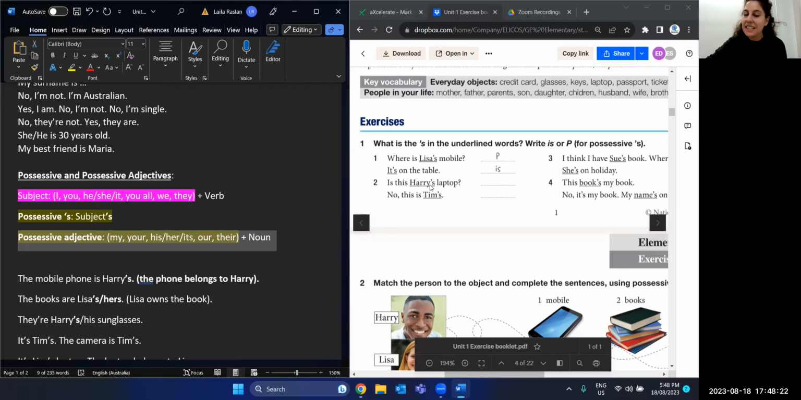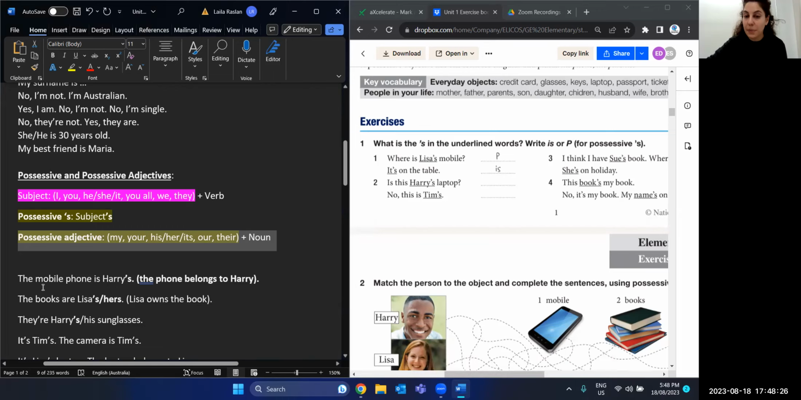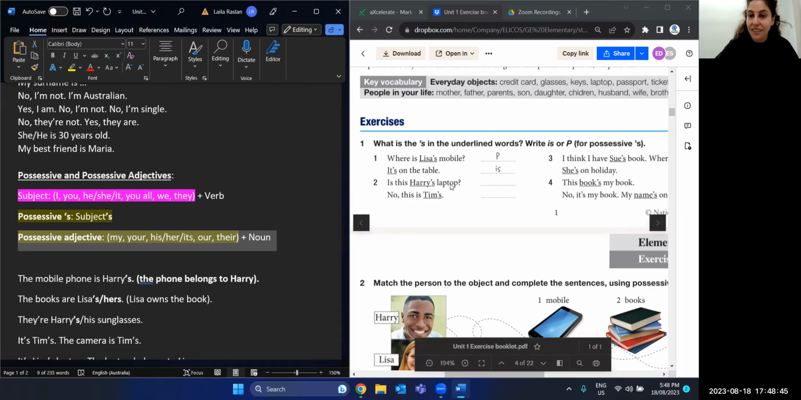So is this Harry's laptop? Yeah, because it's a possessive, talking about a noun which is for someone, not an action. It didn't say Harry is going to work, Harry likes playing football. It didn't talk about an action that Harry's doing. It's talking about a noun that is Harry's, that he owns. It's his. So it's a question as well. We can make it a question.